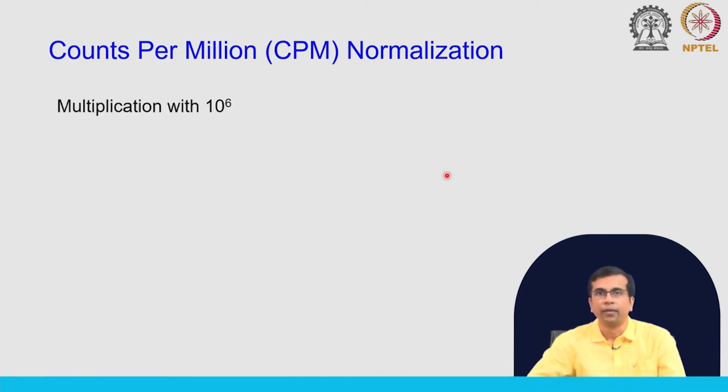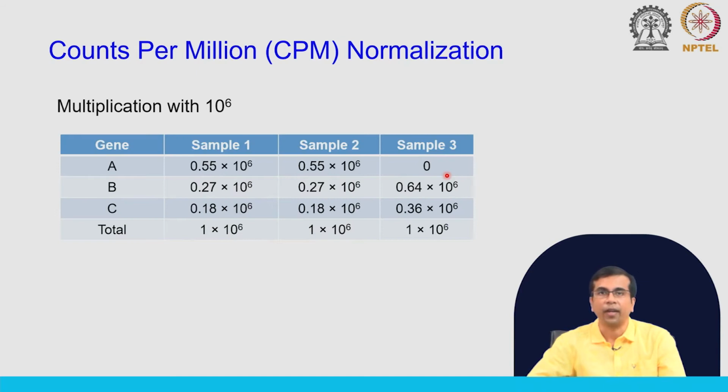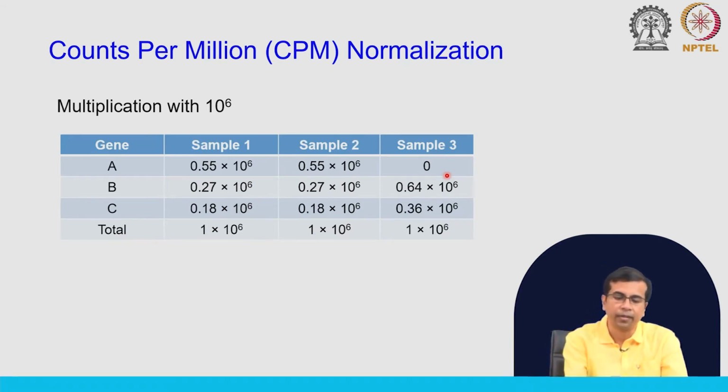Once we have divided, we just multiply with 10 to the power 6, and you get this kind of answers. What you notice here is that the total comes to 1 into 10 to the power 6 for each sample. That is what we want to do. We want to normalize for the sequencing depth that was variable between these 3 samples. We have normalized for that, and we have reached the same total sequencing depth.